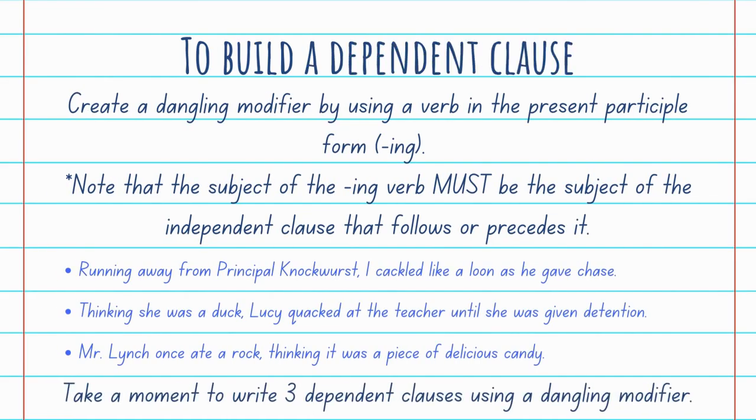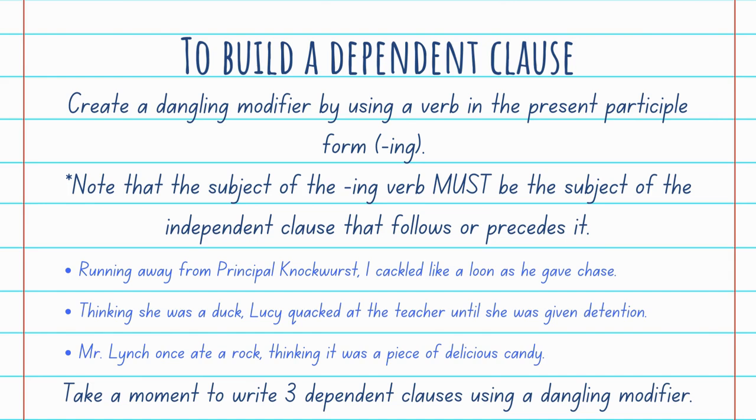So to build a dependent clause, we're going to create a dangling modifier by using a verb in the present participle form, ing. So there's another way to do this. Note that the subject of the ing verb must be the subject of the independent clause that follows or precedes it. Running away from Principal Knockwurst, I cackled like a loon as he gave chase. Thinking she was a duck, Lucy quacked at the teacher until she was given detention.